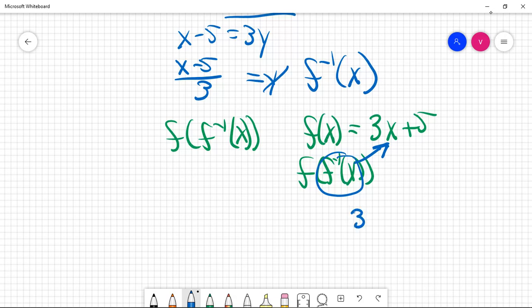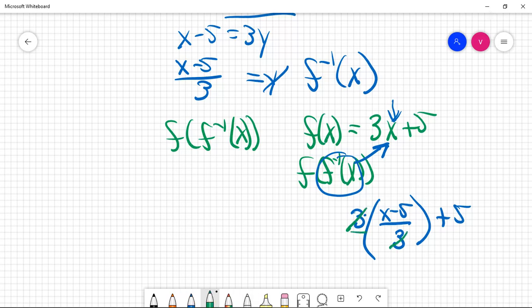So it's going to become 3 times, inputting the f inverse, which is (x minus 5) over 3, plus 5, right? We just stuck in f inverse as our input into that. 3 times f inverse plus 5. Well, guess what? Those 3's cancel out. That's the same as 3 over 1, in case you're wondering. And then you're left with x minus 5 plus 5. Those 2 guys are gone, left with x, which is what you need to be left with after you do the composition. Yes, they are inverses.